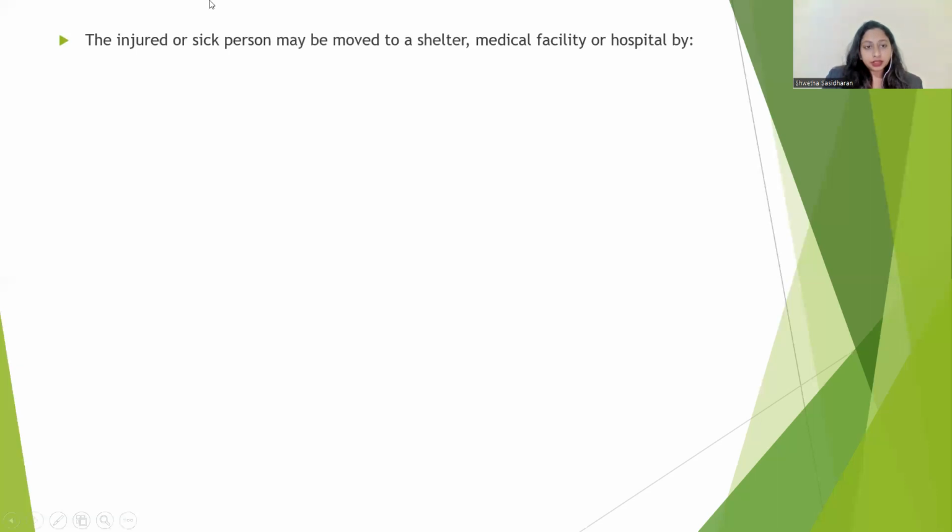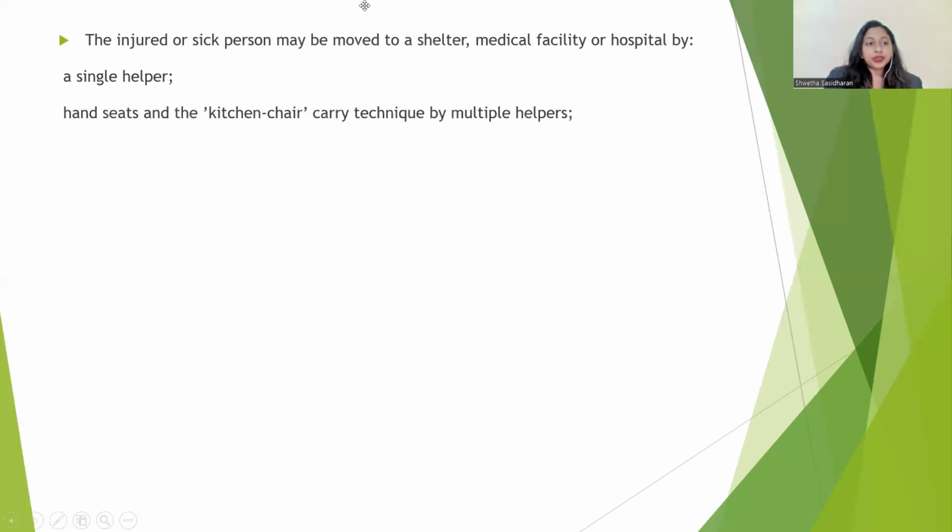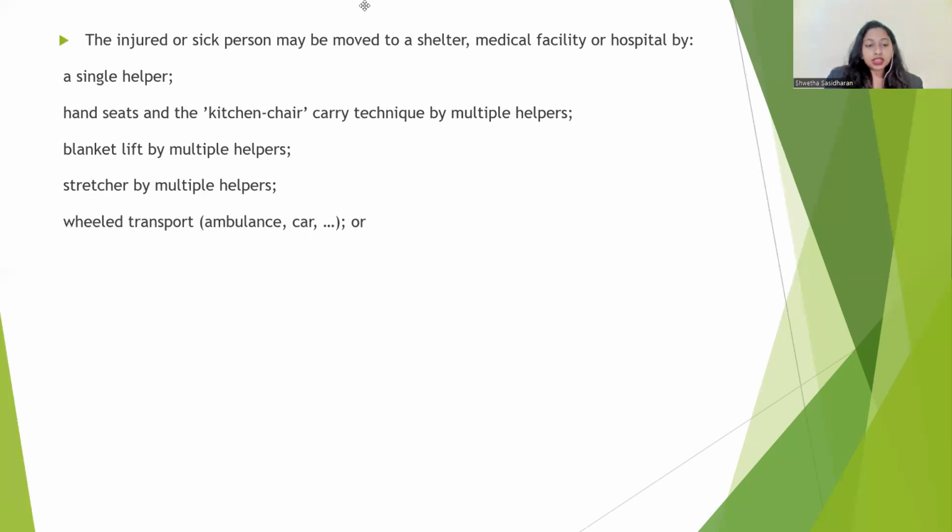The injured or sick person may be moved into a shelter or a hospital facility by a single helper, as I told you before. In this, there are a few techniques which can be used. The hand seats and the kitchen chair techniques are used only by multiple helpers, along with the blanket lift. The stretcher is also used by multiple helpers, as is wheeled transport, ambulance or car. Air and sea travel, again, is only for trained staff, like paramedics.